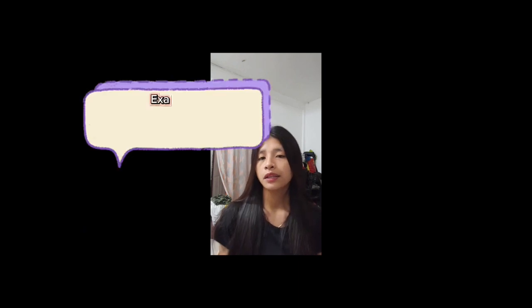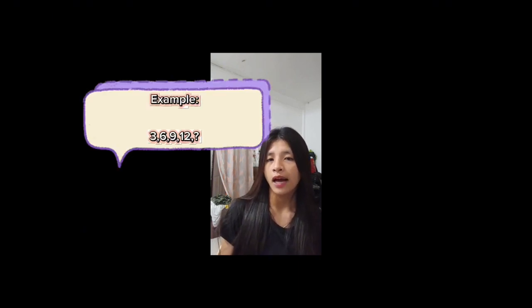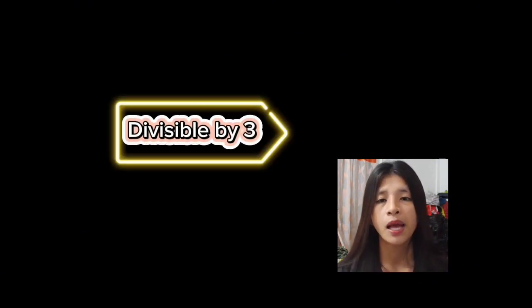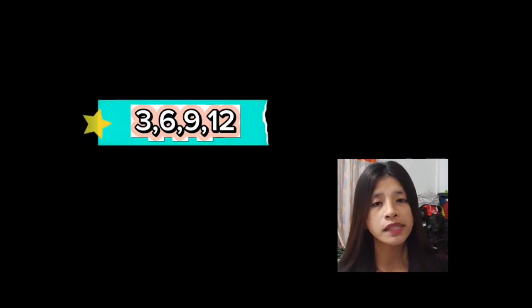Here are the examples. We will use inductive reasoning to predict the next number in each of the following lists. For example, 3 followed by 6, 9, 12. So ano nga ba ang kasunod niya? Hanapin natin kung ano ang kasunod na number ng 12. Kung nakikita nyo, ang mga example natin ay ang mga number na divisible by 3 based sa ating observation. So nag-start tayo ng 3 followed by 6, 9, and 12. Therefore, we conclude that the next number is 15.